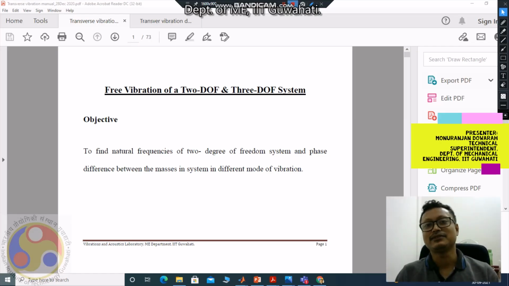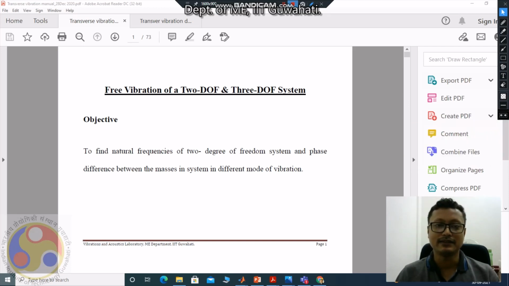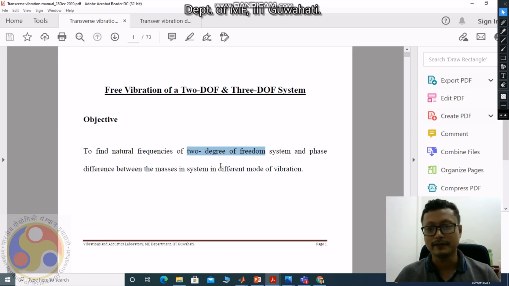Hello everyone. Today I am going to show you the MU315 vibration lab experiment. This is called free vibration of 2 degree of freedom and 3 degree of freedom systems, where in one case there is a simply supported beam with two masses, and in another case a simply supported beam with three different masses and different distance loading conditions.